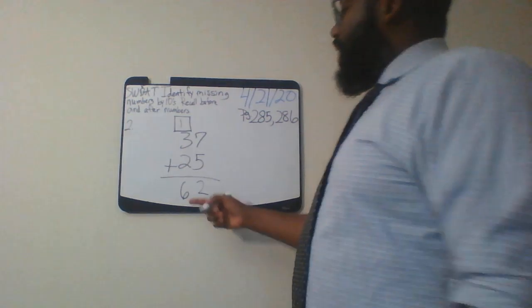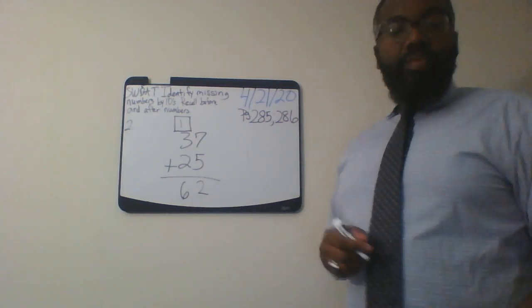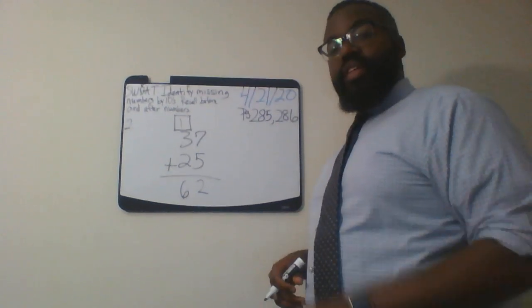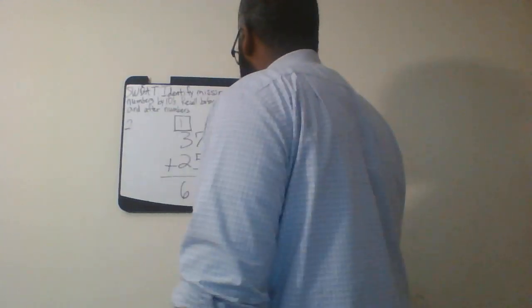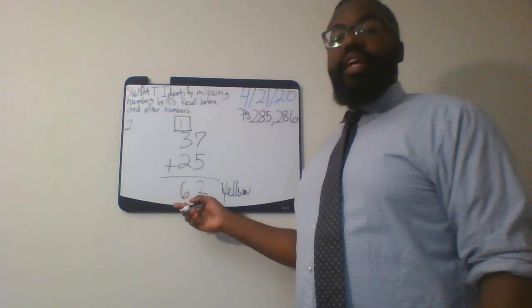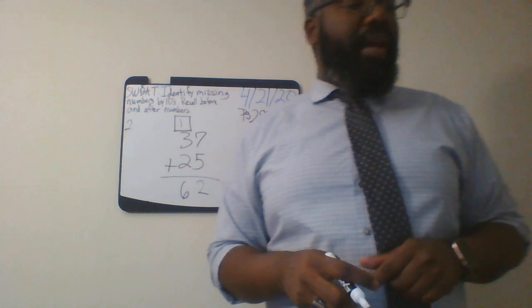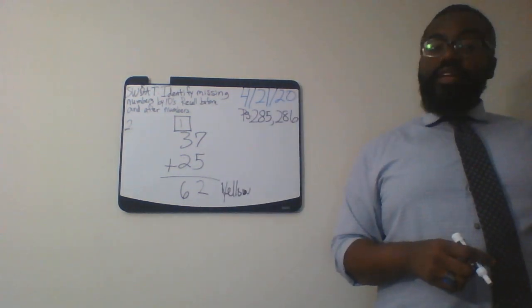Write this correctly. Now, 62. Is this an even number or an odd number? Even. So what color should that be? Good job. So you said it's an even number, and the even numbers are yellow. Here's my yellow. So that box for 62, you would color that yellow. So as you add the next problems, whatever sum you get, it will be either yellow or pink.